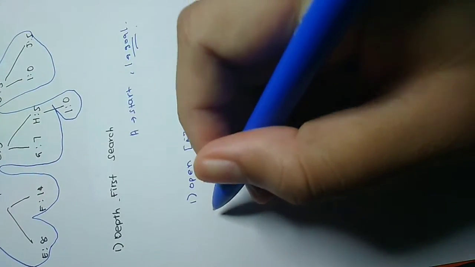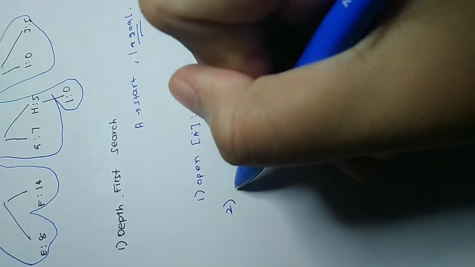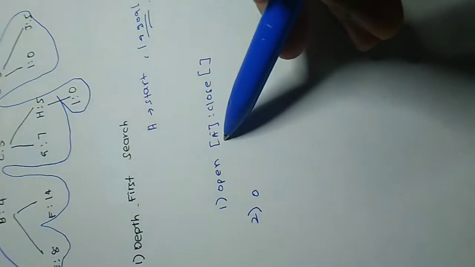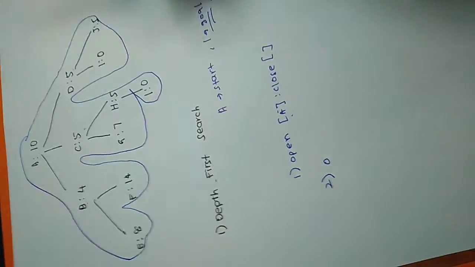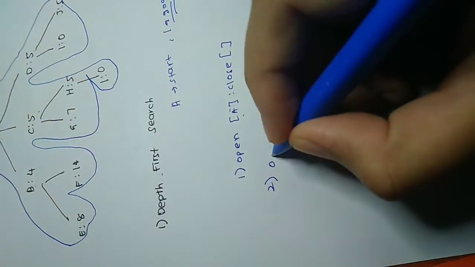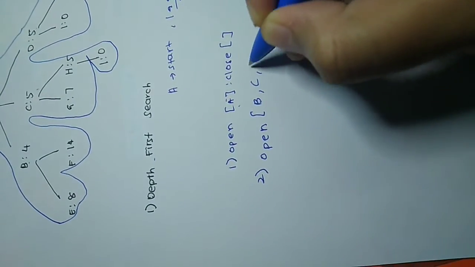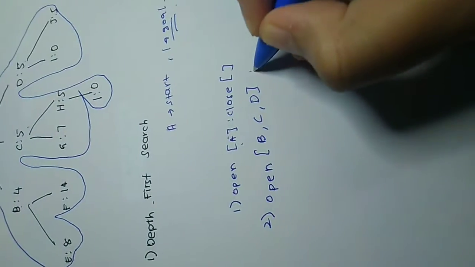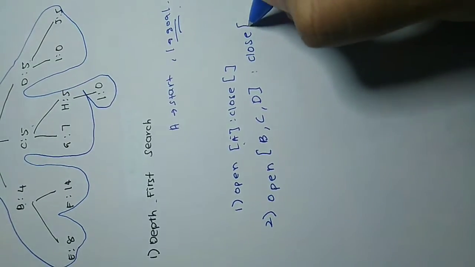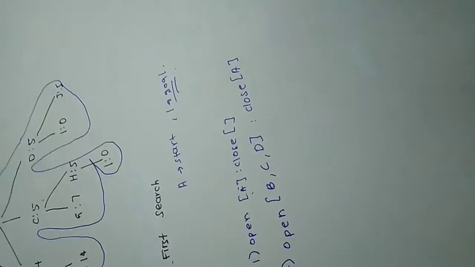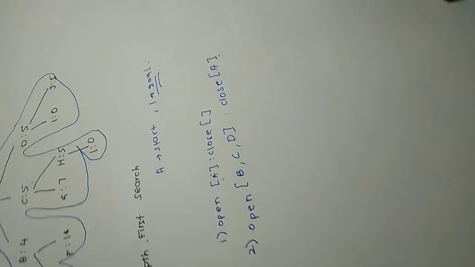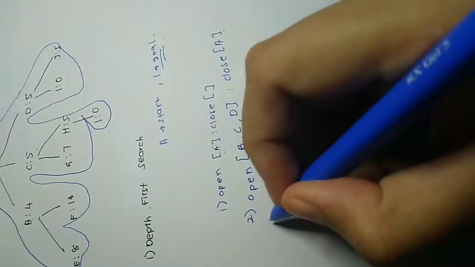Okay, and then the second step, the moment we close A, under A is B, C and D. So the moment we close A, B, C and D will be put in the open section, and A goes to closed. Basically, this closed part is going to be your final answer, so beware of any mistakes.